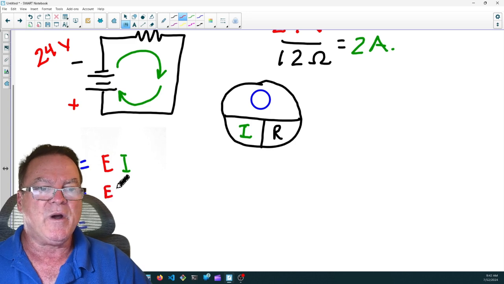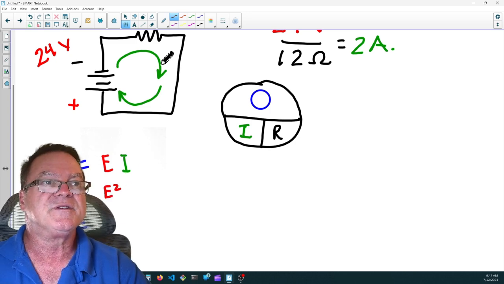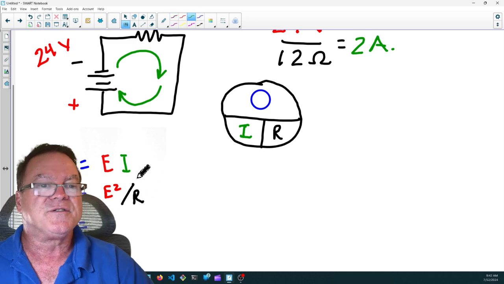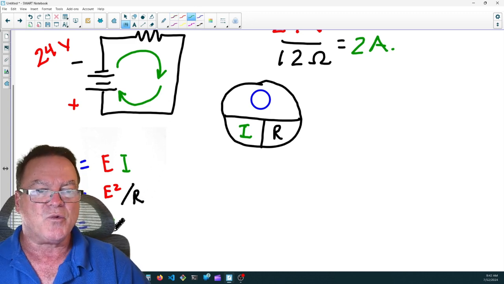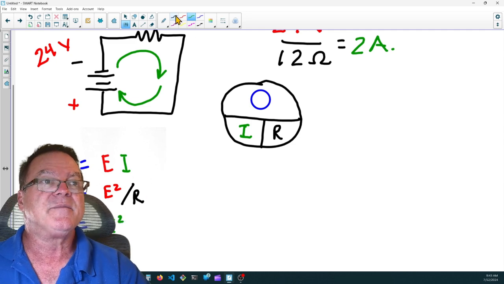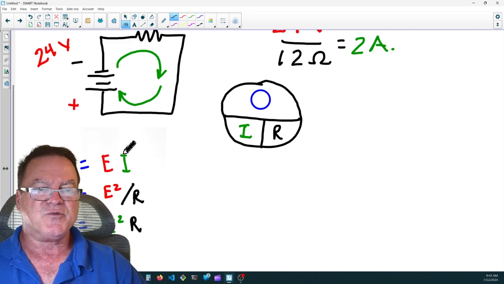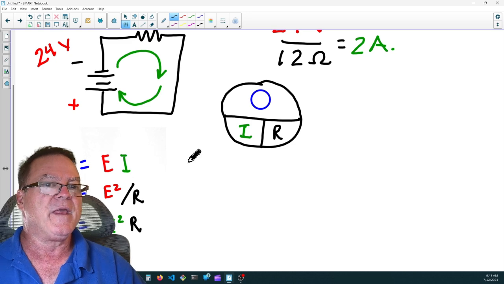Power equals the voltage squared divided by resistance, E squared over R. And it also equals I squared, the current squared, times the resistance R. So these are your three power formulas. You really need these written down somewhere. P equals E times I. P equals E squared divided by R. And P equals I squared times R.